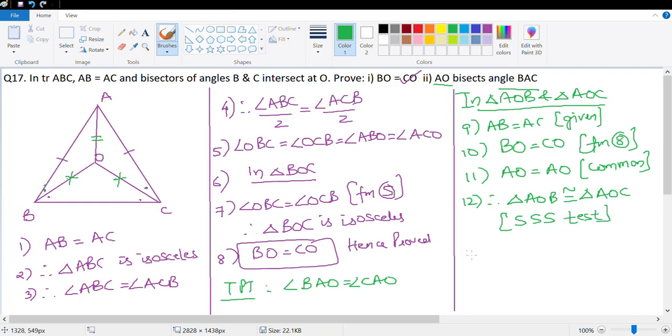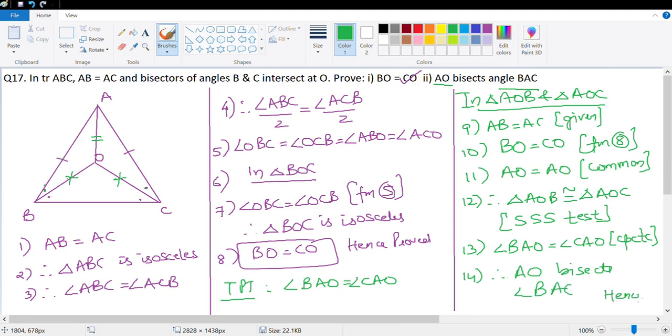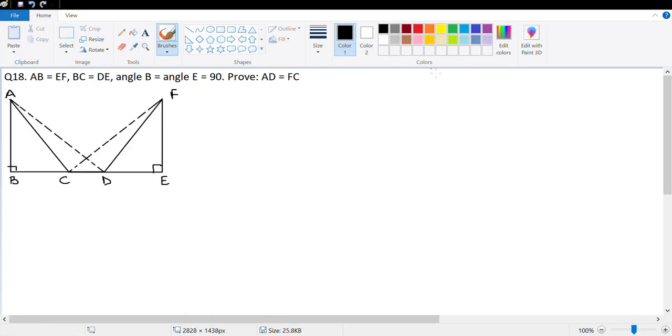What this means is angle BAO is equal to angle CAO. Reason for this, CPCTC. Let's just write this down. Therefore, AO bisects angle BAC. Hence, proved. Done. That brings me to the last homework question, which is question number 18.